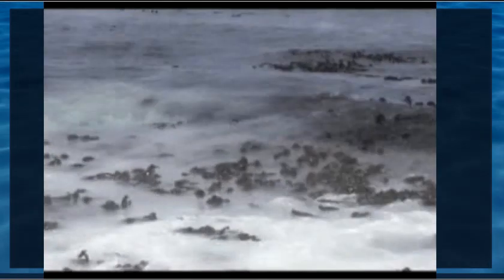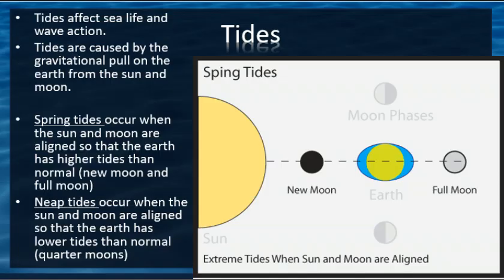Okay, tides. Is that your next set of blanks? Tides. Tides affect sea life and wave action. They are caused by the gravitational pull on the Earth from the sun and the moon. So we have something called the spring tide. I think that one you're supposed to write down, right? Spring tide is when the sun and the moon are aligned. So we have the sun, the moon either new or the moon full. You've probably heard that on a full moon you have greater tides, right? It's true because they're called the spring tide.